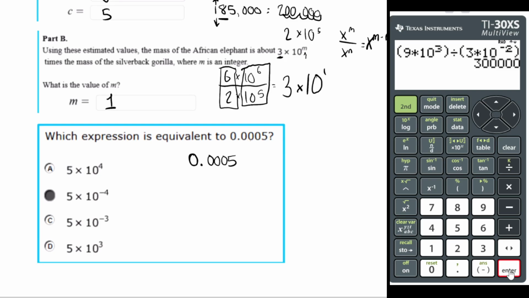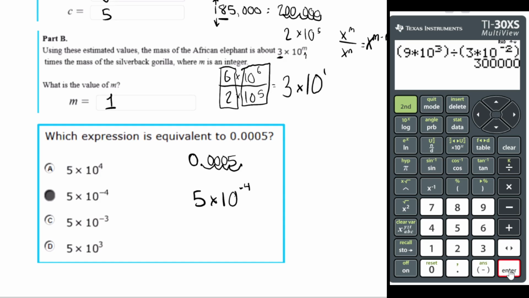How you're going to do this is you're going to move your decimal point to the right of the first non-zero number. And then just count how many spaces you had to move. 1, 2, 3, 4. So 5 times 10 to the 4. But since this is a very, very small number, this is going to be negative 4.